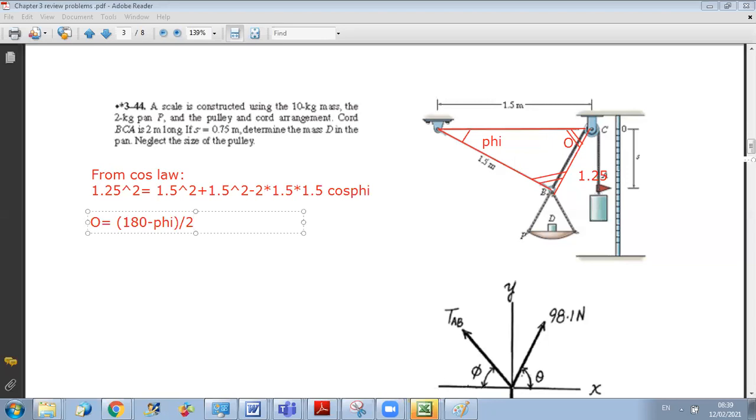If you didn't pay attention that it is an isosceles triangle, you can find theta from cosine law, as you did for phi, or you can apply sine law, because you can say that 1.25 over sine of phi is equal to 1.5 over sine theta. So you have several methods to find theta. You can use cosine law again, you can use sine law, or you can use that it's an isosceles triangle. So if I know phi, I can deduce the value of theta. Any question until here?